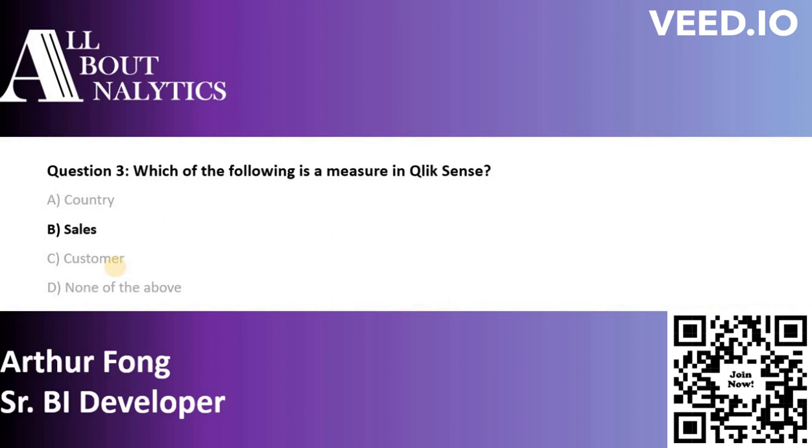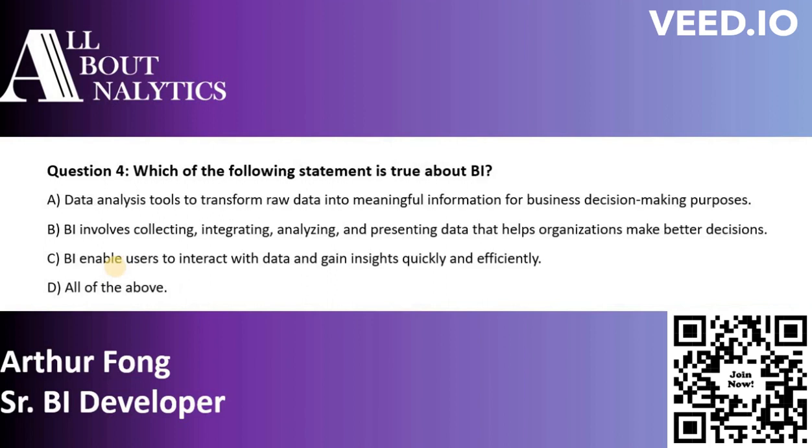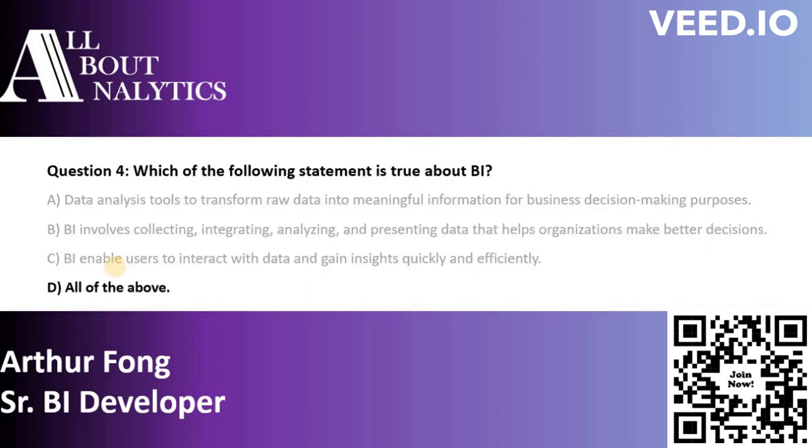Now the fourth question, which of the following statements is true about BI? BI is a data analysis tool to transform data into meaningful information for business decision-making purposes. Yes, this is correct. BI involves collecting, integrating, analyzing, and presenting data that helps organizations make better decisions. This is also correct. BI enables users to interact with data and gain insights quickly and efficiently. This is also correct. So all of the above are correct about BI.